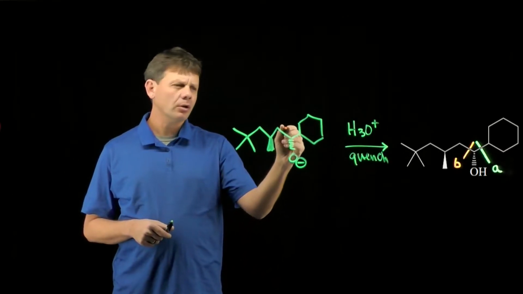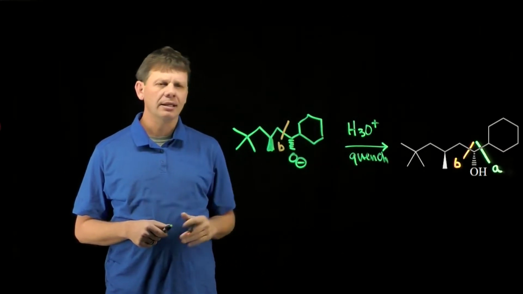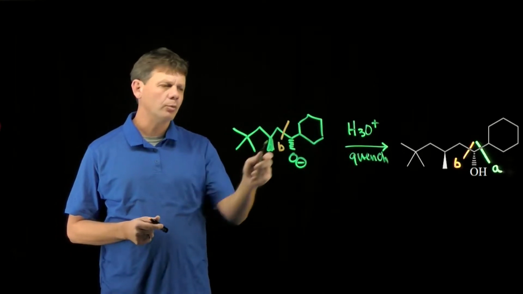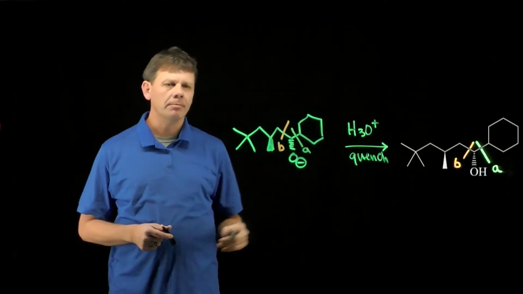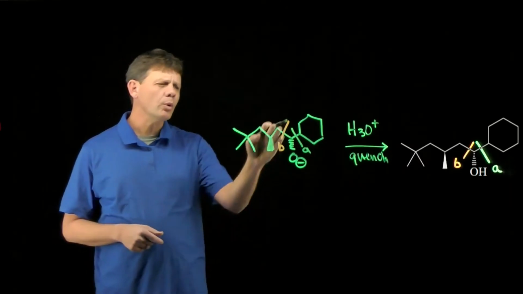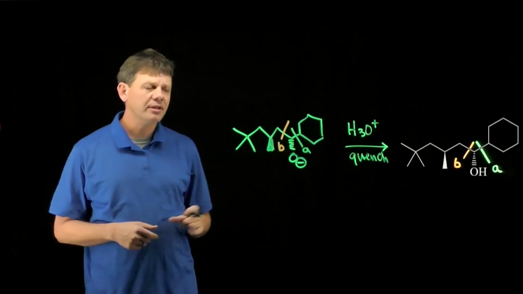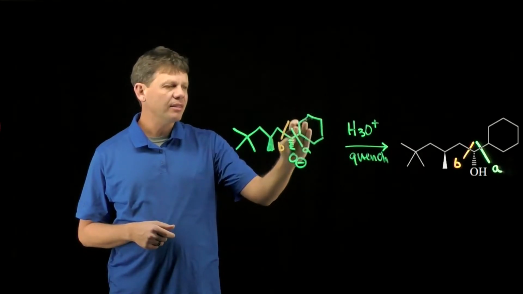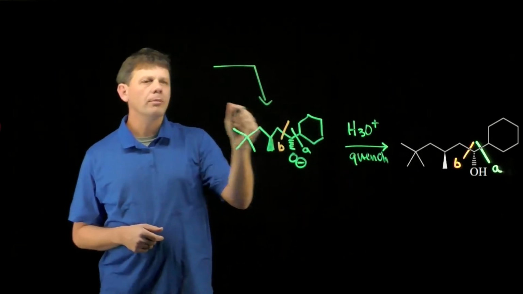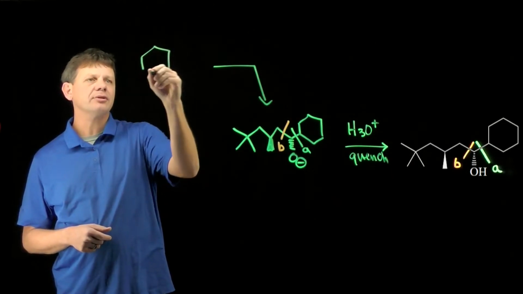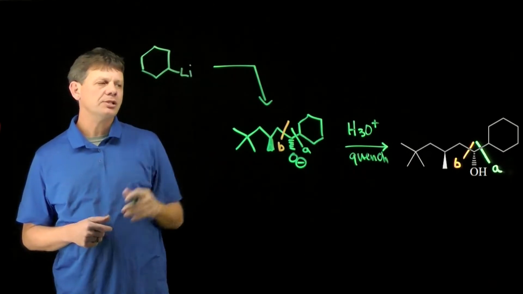Let's put our color-coded arrows back in here, our color-coded lines. That'll be the bond we make in method B. We'll make this one using method A. We put those lines there to basically show that we can take this group and make it part of our organolithium. And so maybe we use a cyclohexyl organolithium reagent.